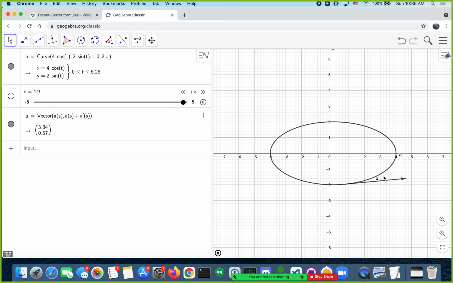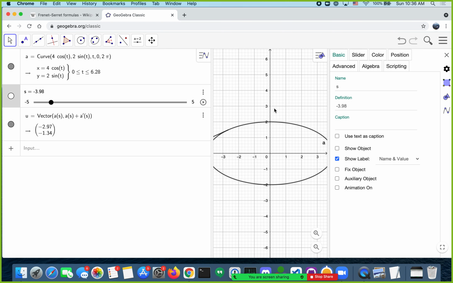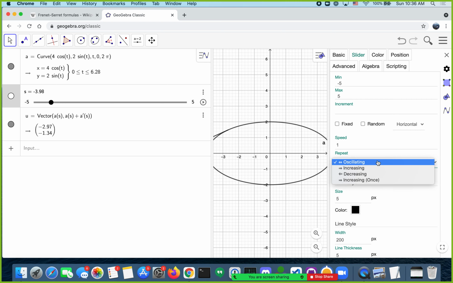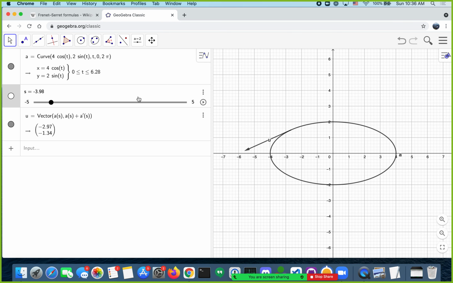As I'm moving around the ellipse, it gets faster near here, slower near this left side. And that's the velocity. Of course, okay, let's figure out how to make that go only forwards. Slider, increasing. Okay, and now it'll move forwards. And you can sort of see the velocity gets longer when we're at the top and bottom. We're going faster there, and shorter when we're at the sides. We're going slower there. And you can imagine that this is something orbiting around, let's say the sun is at the origin. Okay?